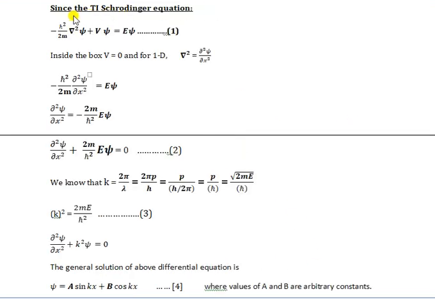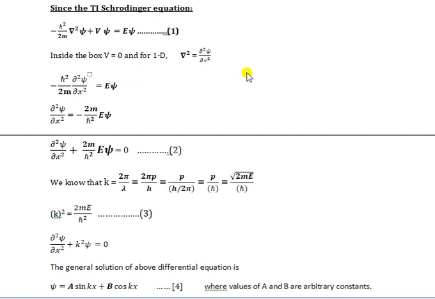For such types of problems, the time independent Schrodinger equation is used. The time independent Schrodinger equation is minus h cross square over 2m del 2 psi plus V psi equal to E psi, where V is the potential energy, E is the total energy, and in this case inside the box the potential energy V equal to 0, and for one dimension del square equals del 2 over del x2.